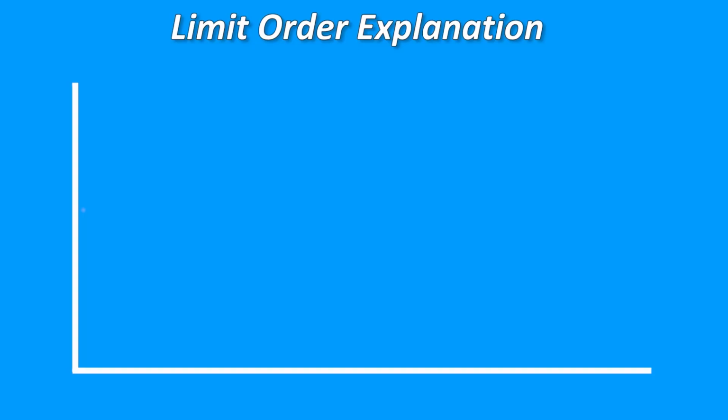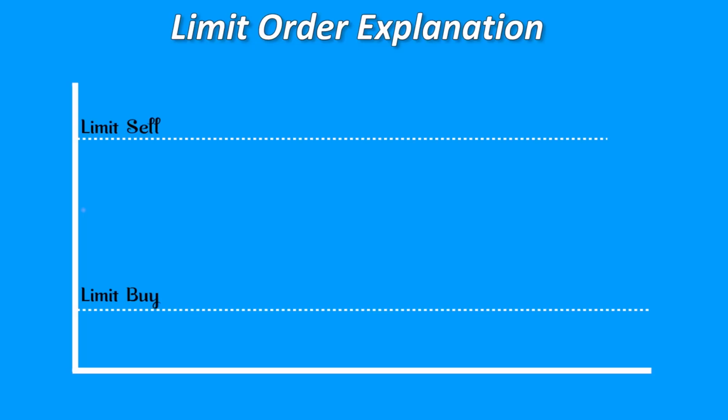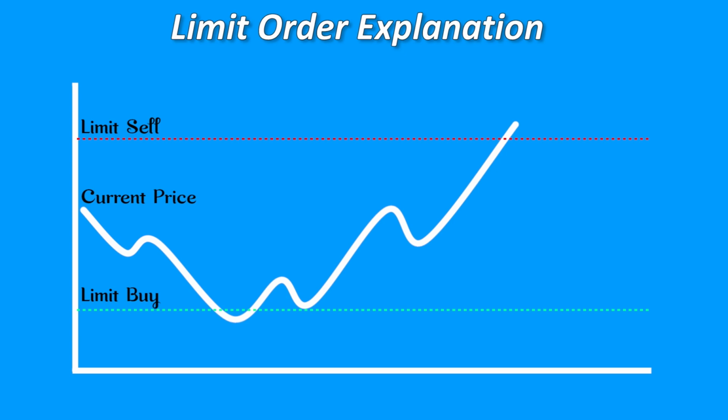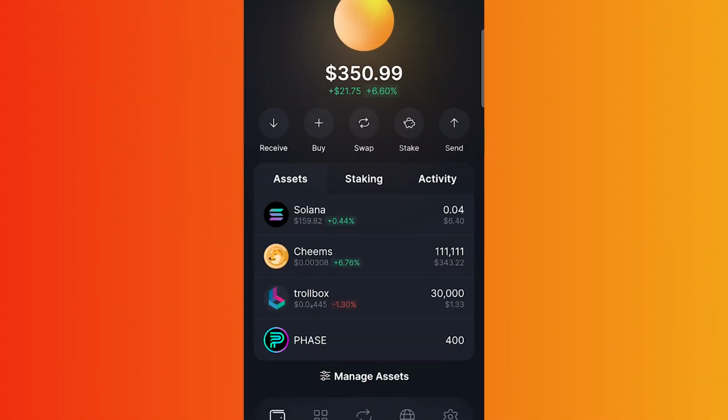limit option. The limit order option can be used to place a buy order at a lower price and a sell order at a higher price. When the coin price reaches the limit order price, the limit order automatically gets filled. Let's see how you can use the limit order feature.